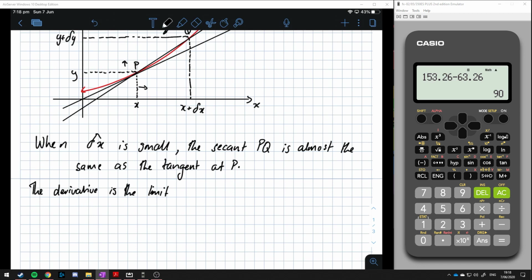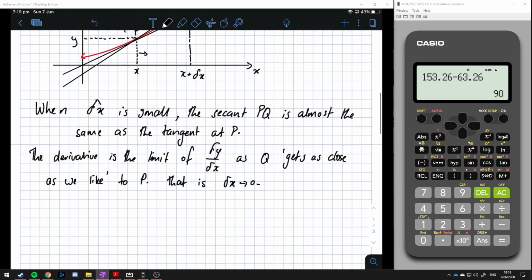Again, remembering our limit is when it gets smaller and smaller, of delta y over delta x as Q gets as close as we like, or as we want it, to P. So that is delta x approaching 0.